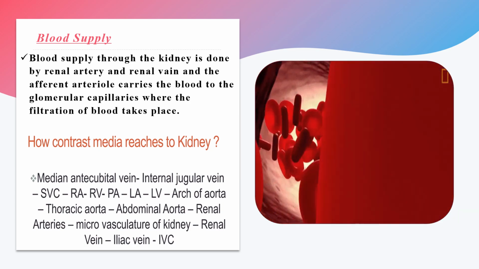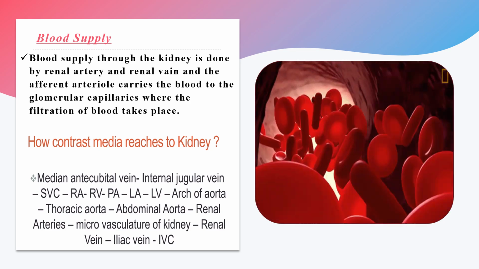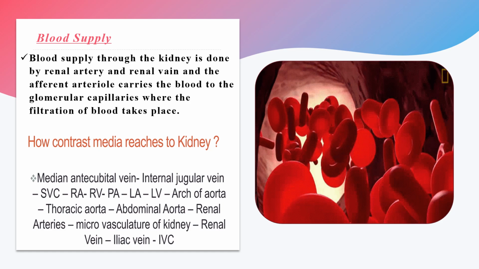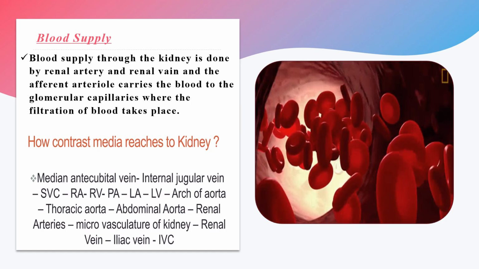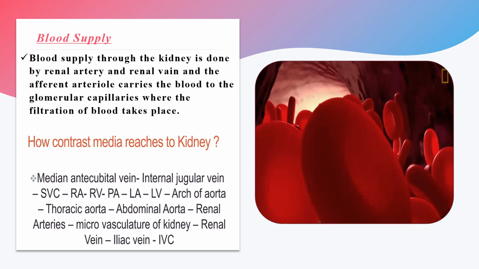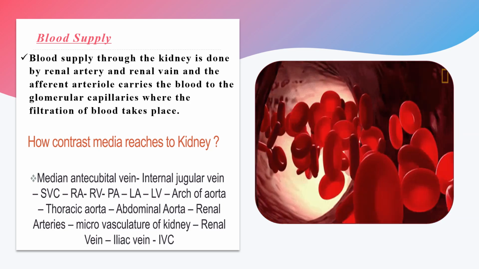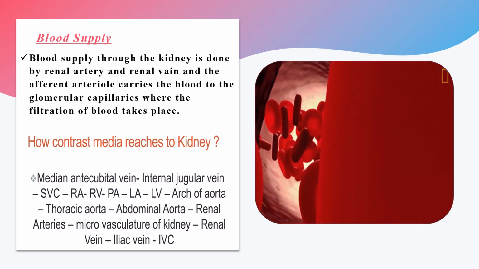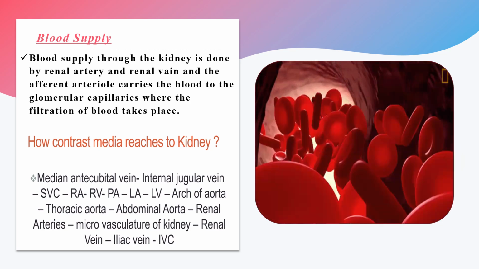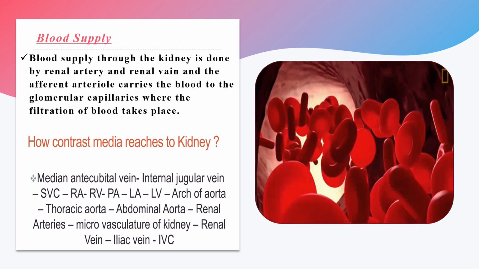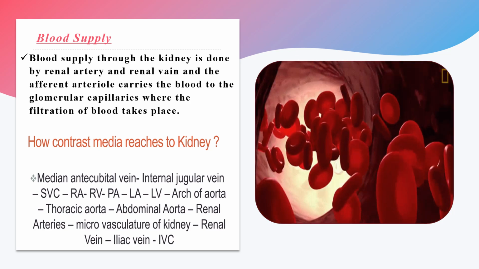So, the blood supply of the kidney is done by two blood vessels, the renal artery and renal vein, which are branches of the abdominal aorta and inferior vena cava. Now, the afferent arteriole carries the blood to the glomerular capillaries, where the filtration of blood takes place. That means the glomerular capillaries are the place where the filtration of blood takes place.